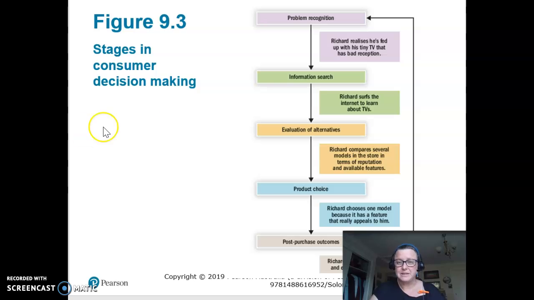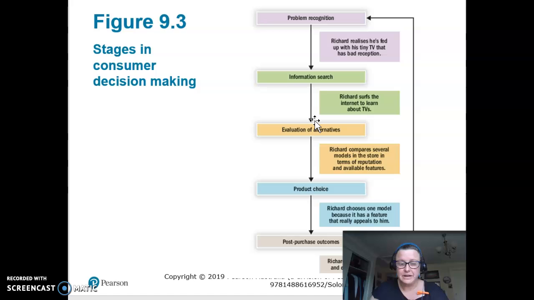Then once people do that, depending on whether this is an extended, limited or habitual decision, people may engage in information search. People tend to seek information from internal and external sources to inform their decision, and then they tend to evaluate alternatives, and they do that using different criteria. Some would say that information search and evaluation of alternatives occurs at the same time. When you're reading, have a look at the discussion around decision criteria.